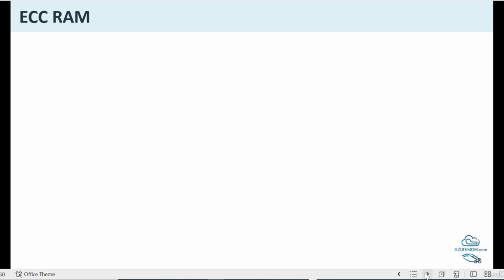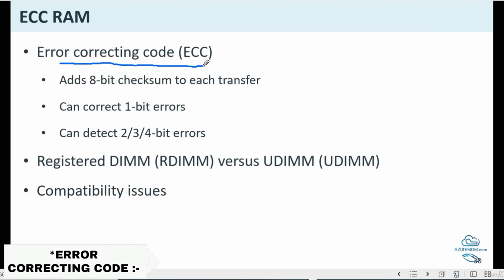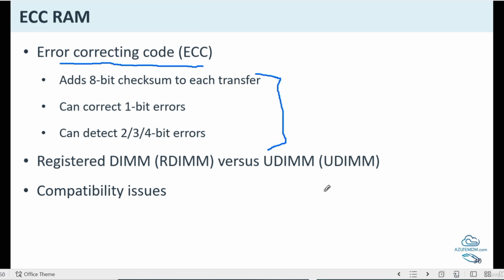It is not for gaming. Most PCs and gaming rigs don't need it; it is ideal for critical systems like banks or hospitals. It has an additional memory chip for error checking, unlike standard RAM. Now, error correcting code, ECC, adds an 8-bit checksum to data transfer to spot the errors. It fixes 1-bit errors and detects larger errors like 2, 3, 4 bits for extra reliability.